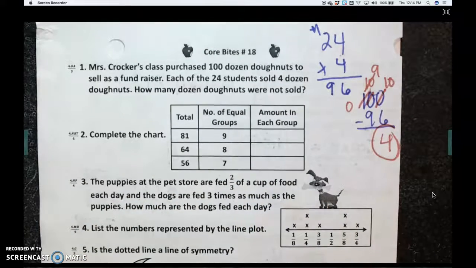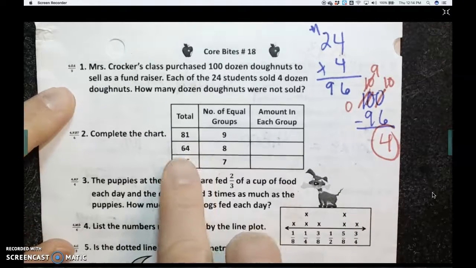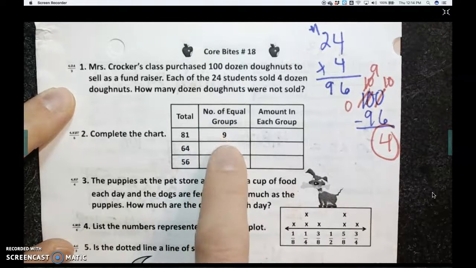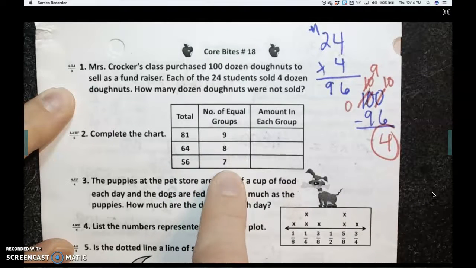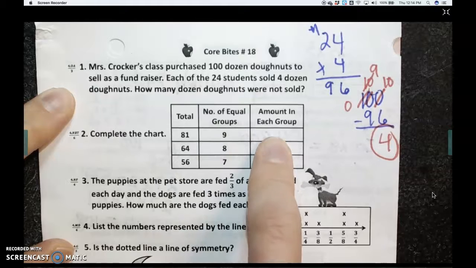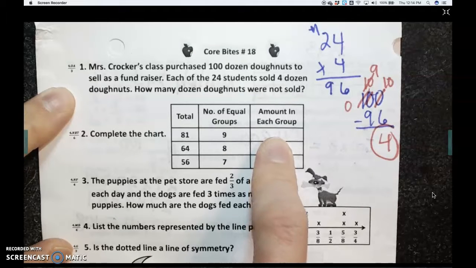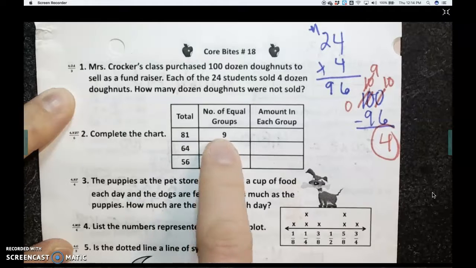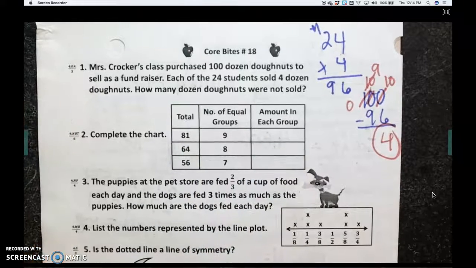For the next one, you're going to complete the chart. So you've got all these different numbers. You've got 81, 64, 56. The number of equal groups here is 9, 8, and 7. And then you have the amount in each group. Okay? So what you've got to do is divide the total by the number of groups to give you your missing number.